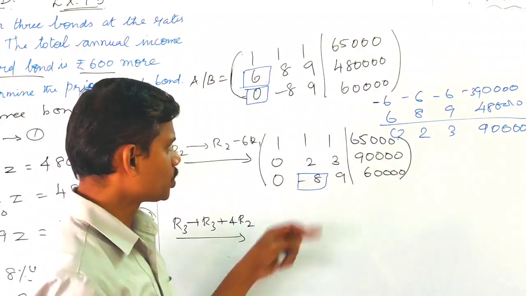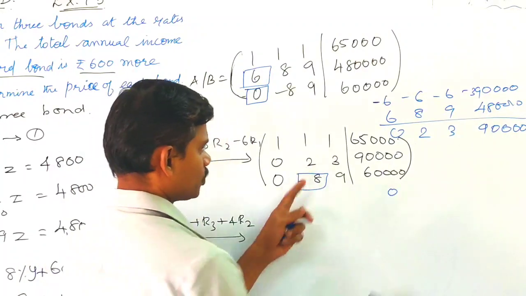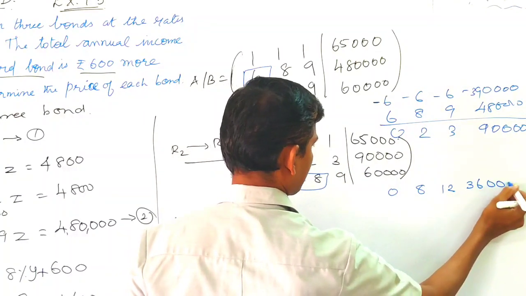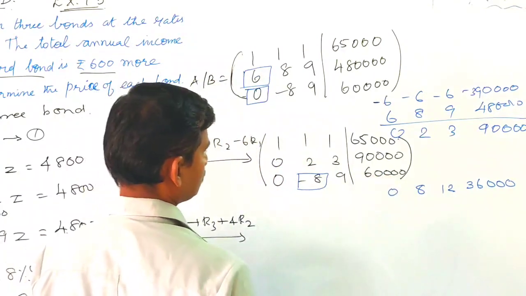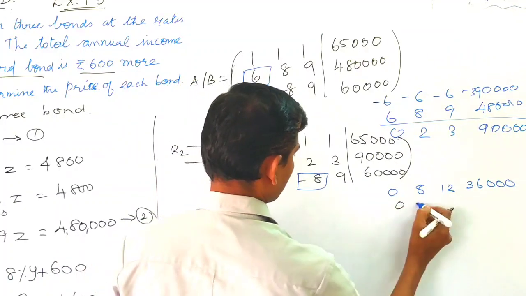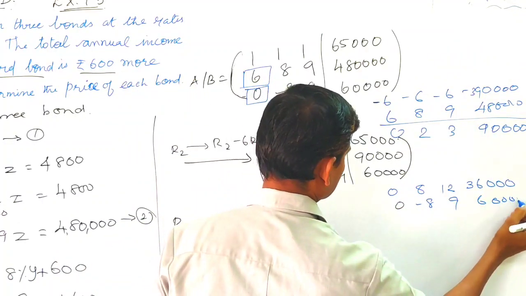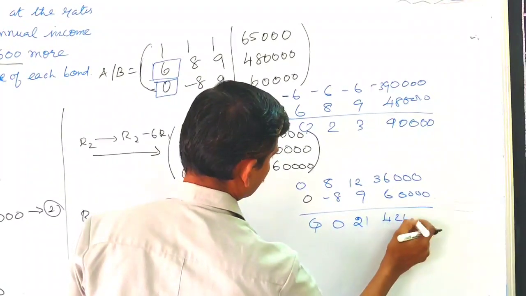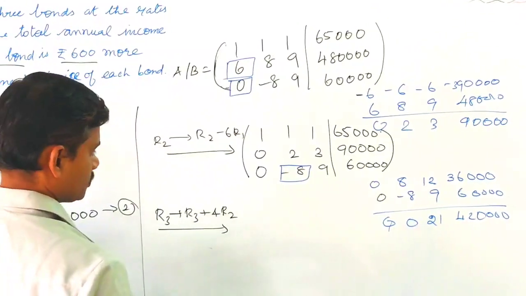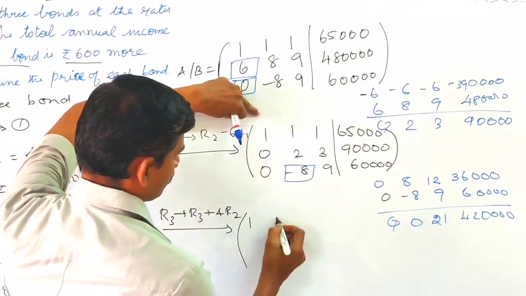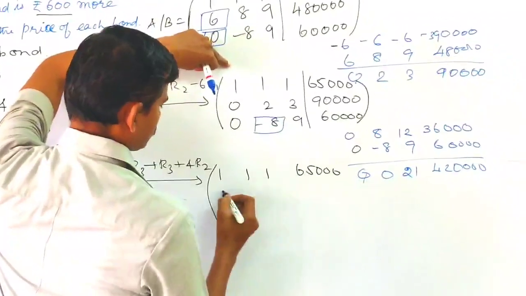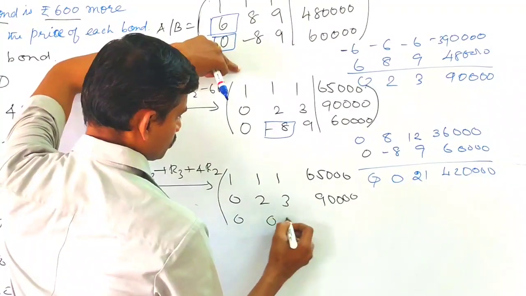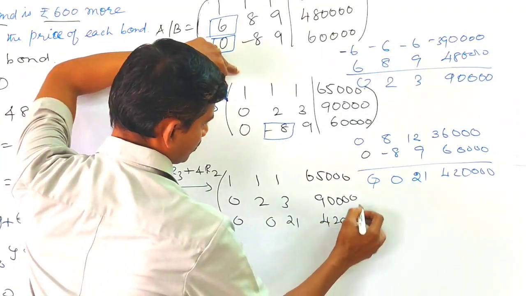I am going to multiply row 2 by 4. We will get 0, 4 2s are 8, 4 3s are 12, 4 into 9 is 36. Here write the remaining as it is: 0, minus 8, 9, 60,000. We get 0, 0, 21 and 42,000. So the last matrix is 1, 1, 1, 65,000, 0, 2, 3, 90,000, 0, 0, 21 and 42,000.